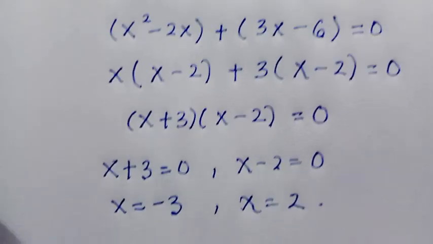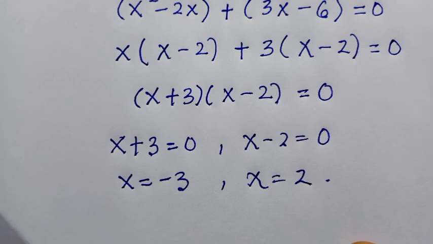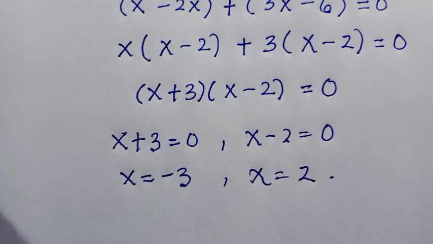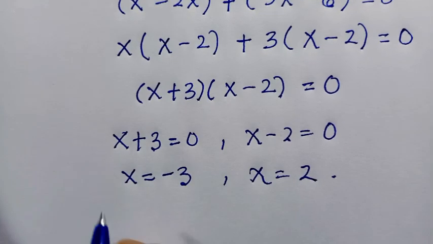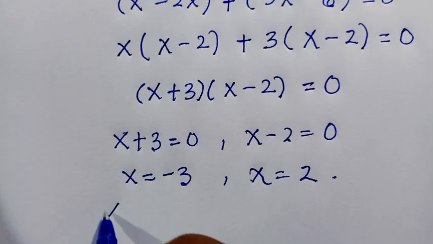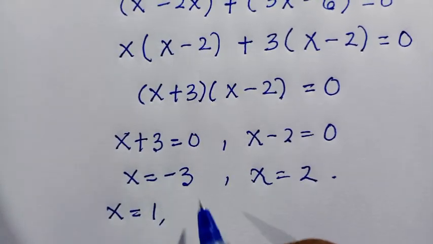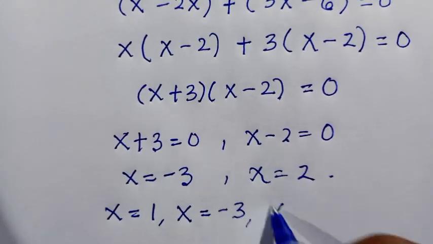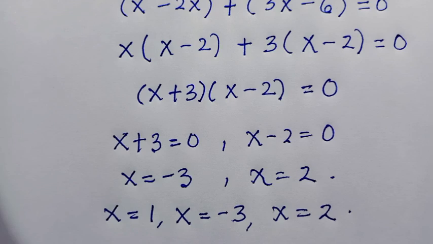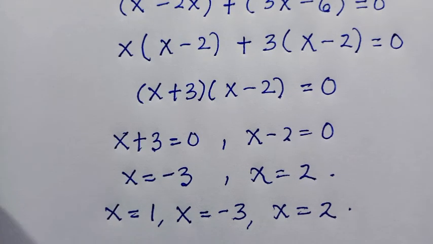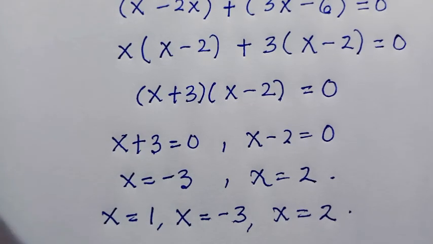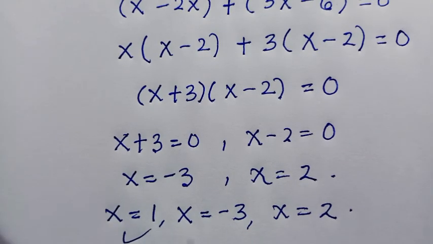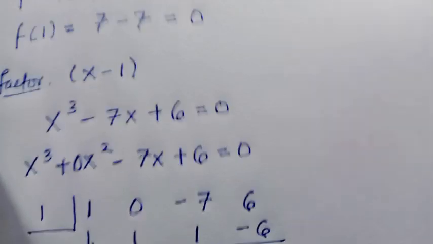We have gotten another two roots for this equation, minus 3 and 2. Then we recall the first one, x equals 1, followed by x equals minus 3, and the last one is x equals 2. So here are the three roots of this equation, and we are going to verify that all of these satisfy it, as we have already checked x equals 1. Let's see x equals minus 3 and x equals 2.